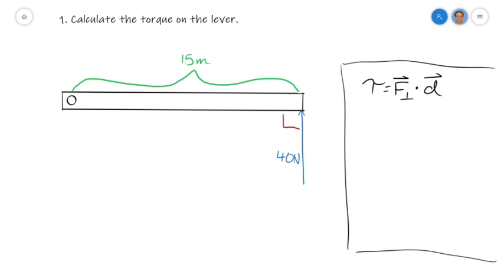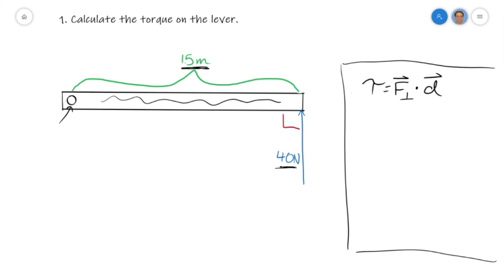So if we take a look at this problem, we have a lever here. That's this bar in this region. We have a pivot point. This is where this lever can rotate around. You're provided with a force, and we know that because it's in newtons. And we're provided a distance, which we know is because it's in meters.